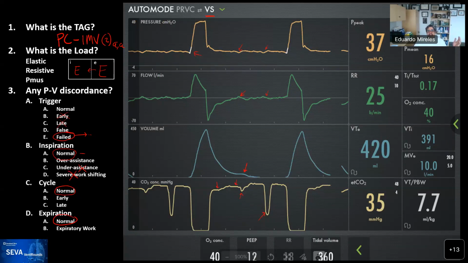As I think about this, if you think about those patients with failed trigger, there are three items that can cause it: over-assistance, auto-PEEP, and the wrong threshold. Each one of them has particular ways that it looks on the waveform. And this doesn't look like any of them, right?